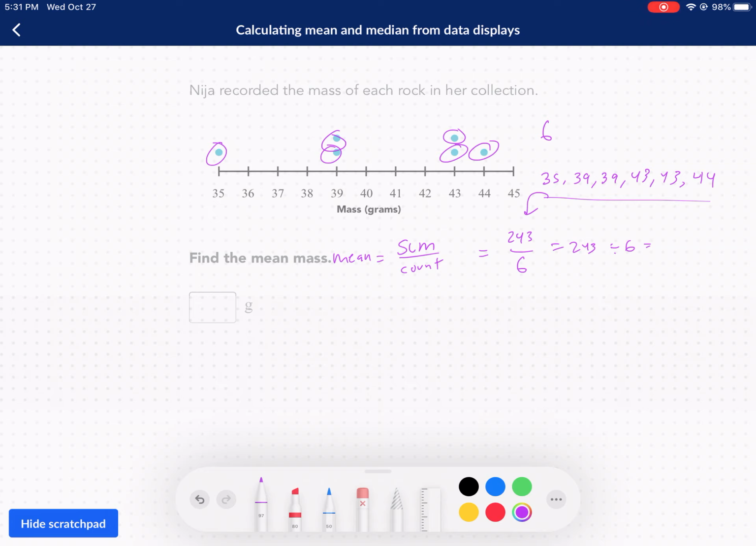Okay, and I divide that by 6. And I get the mass, the mean mass is 40.5. I'm going to double check that just real quick so I don't end up getting it wrong. Always good to check your work. Plus 43 plus 44. 243 divided by 6. Okay, so I got 40.5, so that's what I'm going to type in right here for my mean.